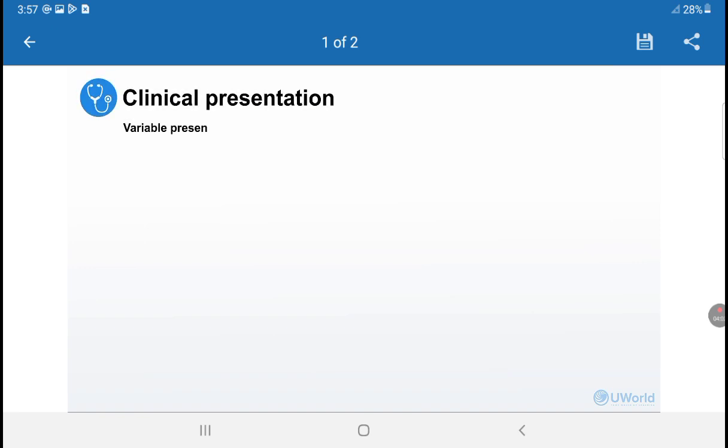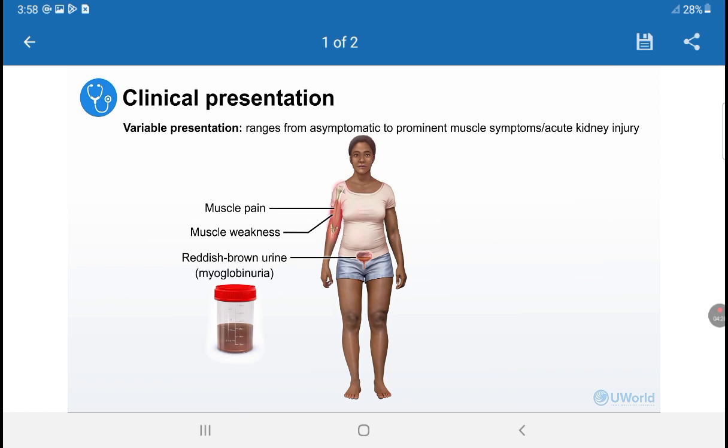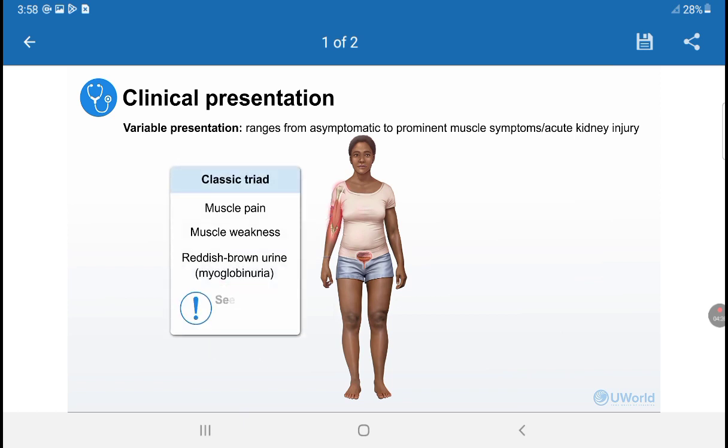Rhabdomyolysis can have a variable presentation. The condition can be mild, with some patients experiencing only an asymptomatic rise in creatine kinase levels, or it can be severe, with significant muscle symptoms and development of complications such as acute kidney injury. The classic triad of findings in rhabdomyolysis includes muscle pain, weakness, and reddish-brown dark-colored urine due to myoglobinuria. However, the full triad is seen in less than 10% of patients. Other symptoms include muscle swelling due to local fluid accumulation and peripheral edema from concomitant acute kidney injury.